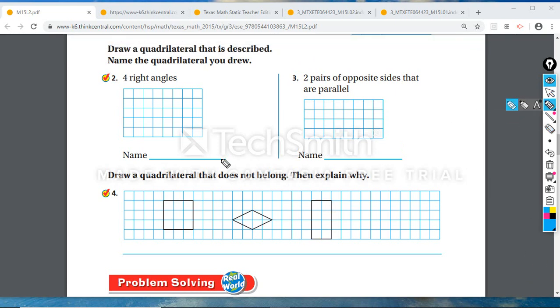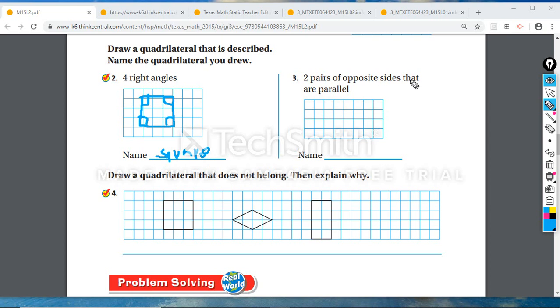It has to have four right angles. And the easiest one I can think of is my square. Here are my four right angles. Or you could have drawn a rectangle. But I like the square.